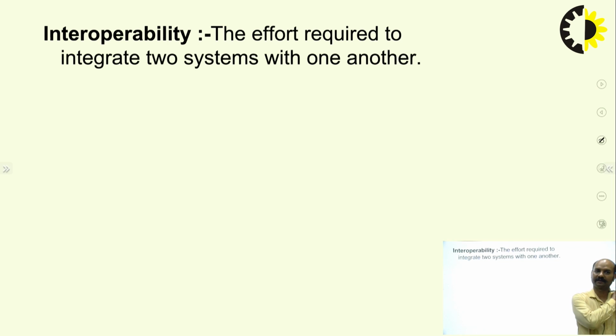That is the interoperability: the effort required to integrate two systems with one another. It means a good software always reduces the software engineer's effort. You require the minimum effort to integrate two modules with each other. So interoperability is high.